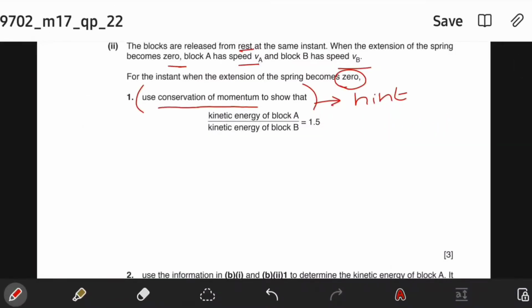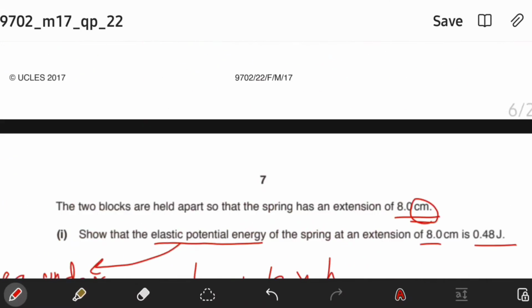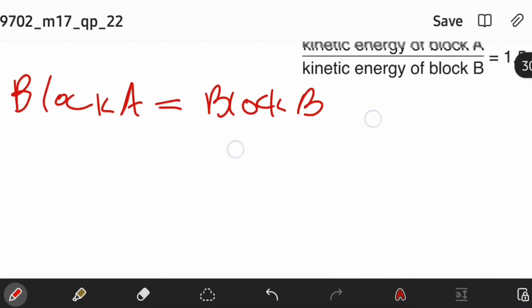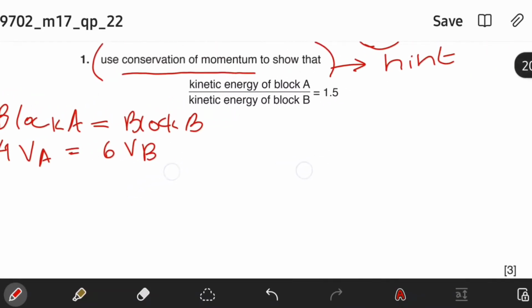You can use the conservation of momentum principle to first write out an equation. So for block A, equals to block B. So the mass for block A is 4 and the mass for block B is 6. Okay, so 4 VA and 6 VB. So this is the equation we found out. And now we can just find out the ratio for the velocities. VA over VB would give us 6 over 4.